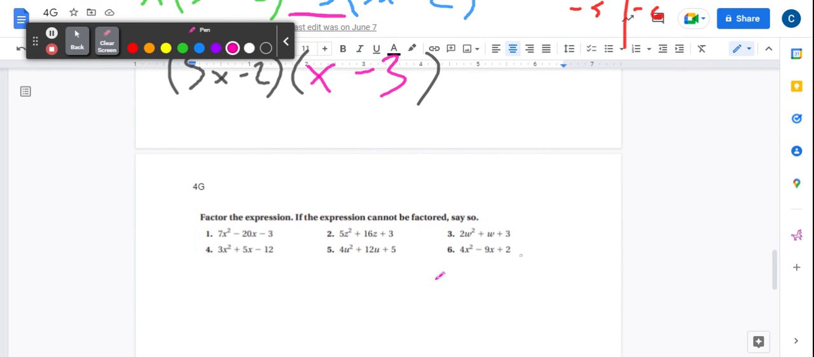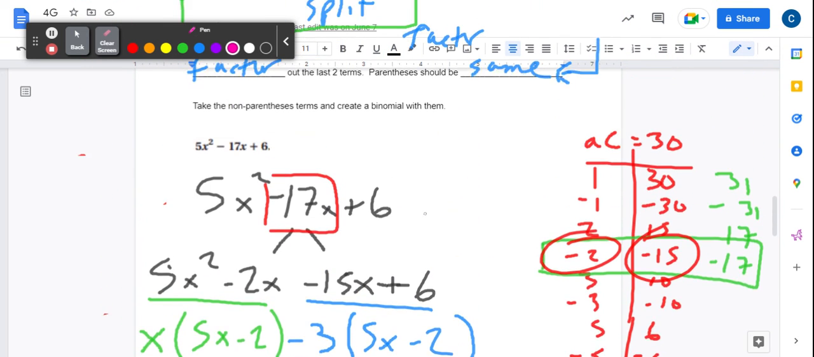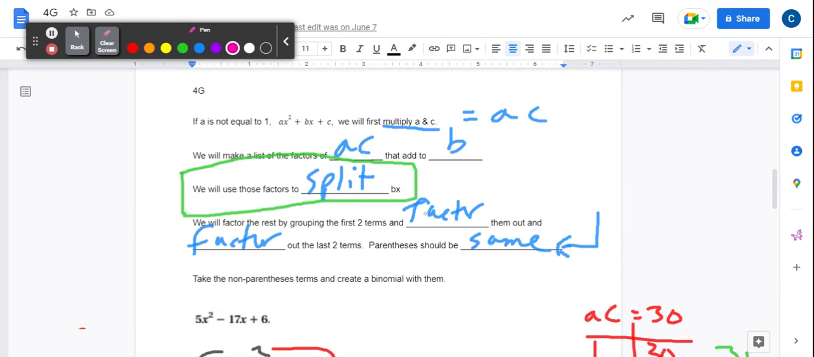So here we can go on and factor these. If it can't be factored, say so. Again, go back and rewatch the video. Follow the instructions here for this piece. And if you have any questions as you're going through this work, please let me know.